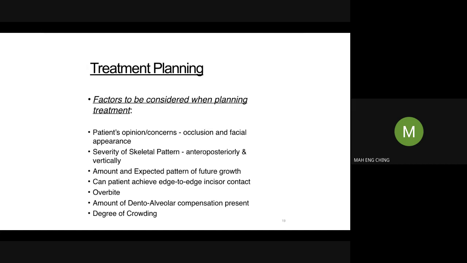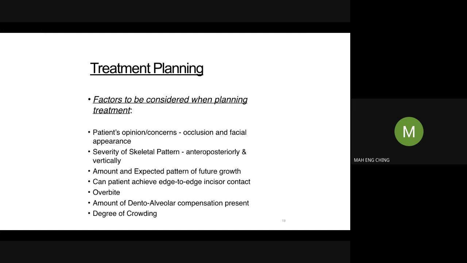So the first thing you should ask a patient is, what is their concern? Whether they're not happy with the face, or they're not happy with the teeth, or maybe both. So the occlusion and facial appearance you take into consideration. Sometimes patients are a bit shy to tell you they are not happy with the face in front of the parents, but you have to ask them, be very honest and very frank about what they're not happy with, because at the end, they are the ones going to bear with the result, not the parents. Then the severity of the skeletal pattern: we have to look at the skeletal pattern anteroposteriorly and vertically. I mean, the patient may have a longer lower jaw or a shorter upper jaw, and sometimes they have some vertical excess.